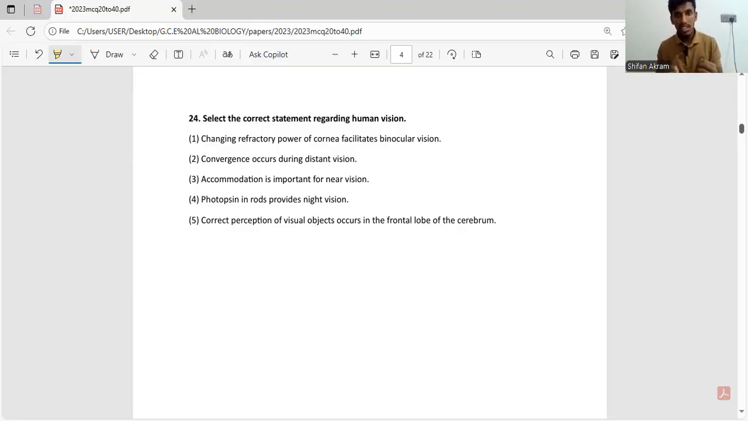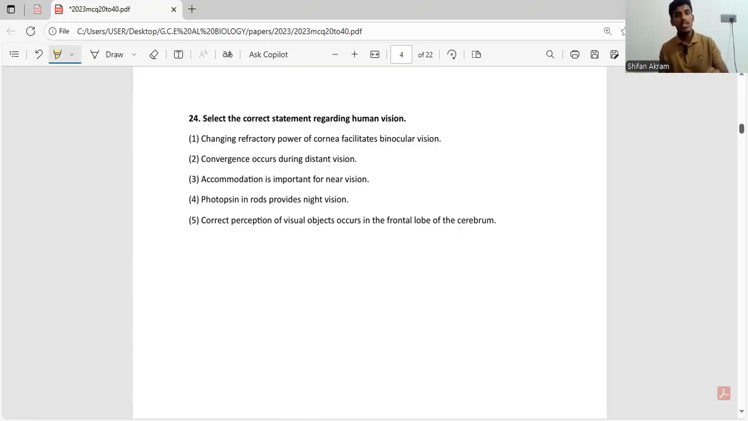So binocular vision means the way our eyes work: from the left eye we see one image, from the right eye we see another image. The way our brain combines both images, merges both images into one 3D image, that's what binocular vision is. So this occurs in the brain and is facilitated by the movement of the eye muscles and the integration that occurs in the brain. That statement is also wrong.